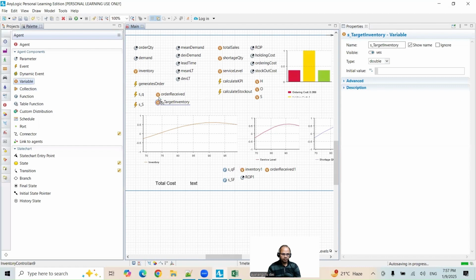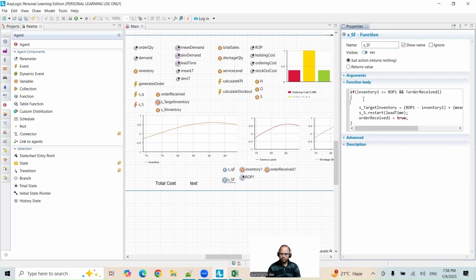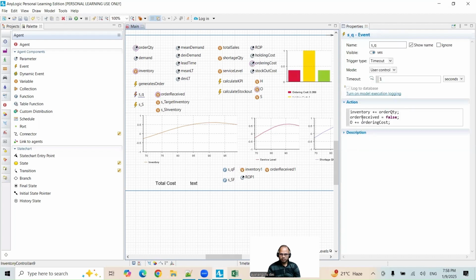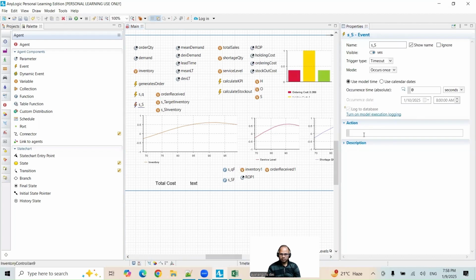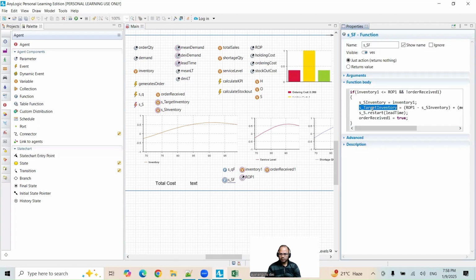We can define this target inventory, or typically we can have another variable which will store the inventory level. We'll call this SS inventory, and we will have the SS inventory store the inventory level. So we'll replenish till the SS inventory. When we replenish here, we'll copy from the SKU, the same thing. We will replenish not by the order quantity, which is a fixed value, but rather by the target inventory that we calculated over here.